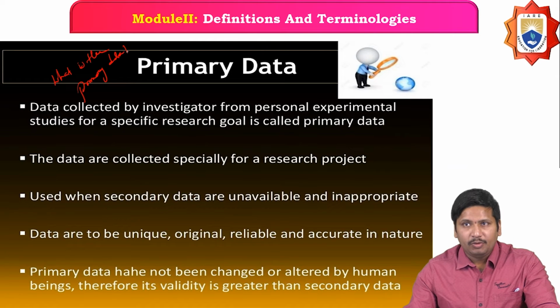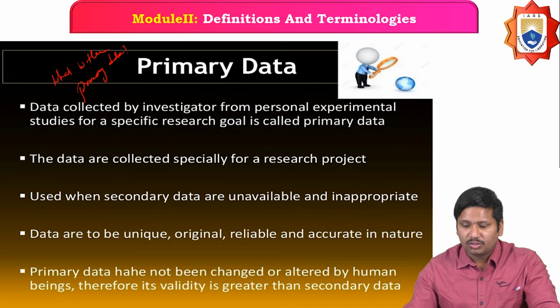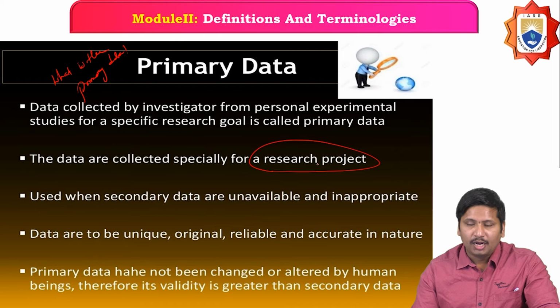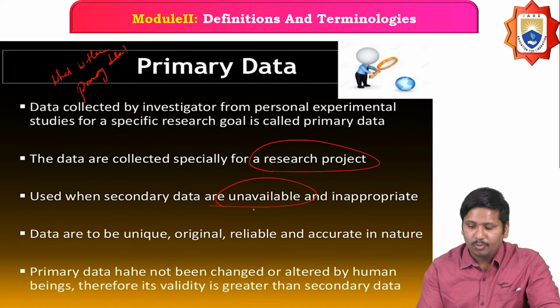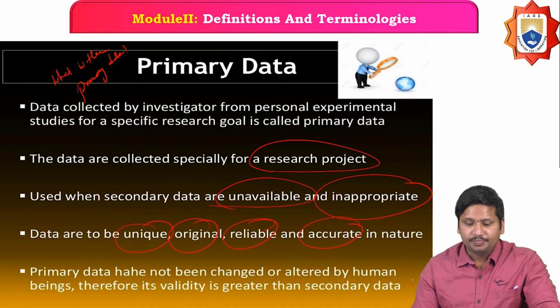The data collected by an investigator from personal experimental studies for a specific research goal is called primary data. It is collected specially for a research project and is used when secondary data are unavailable or inappropriate. The data are unique, original, reliable, and accurate in nature, and primary data has not been changed or altered by human beings. Therefore, its validity is greater than secondary data.